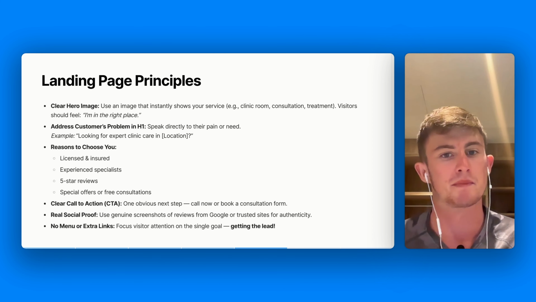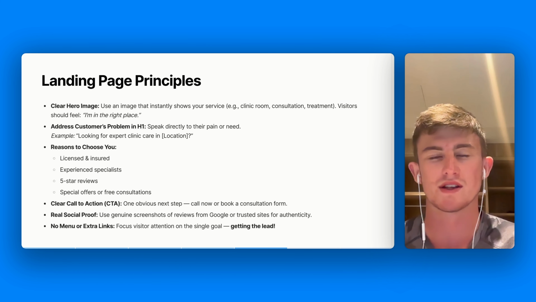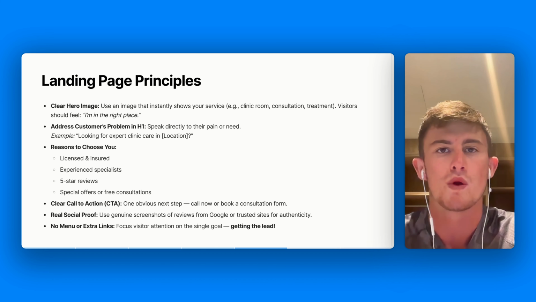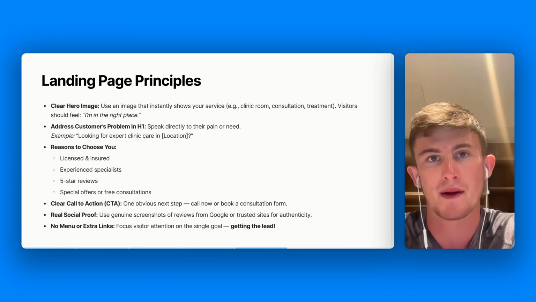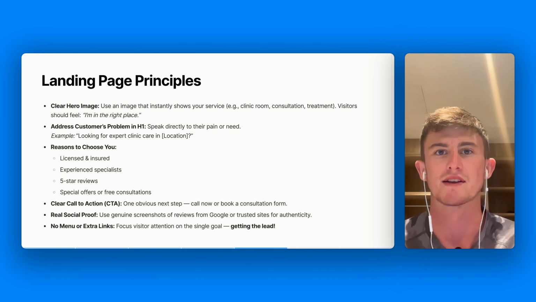Principle number 2 is address the customer's problem in the H1. We want to speak directly to what they're looking for. The benefit of running Google Ads is we know exactly what they're coming onto our landing page for. If you're running a back pain landing page or a back pain Google ad, all we want to do, it's so simple. In your H1 title, which again is the first title on the website, we want to just put in looking for a back pain consultant near you. That's it. Looking for a back pain consultant in London? That's it. We just want to show them you're in the right place.